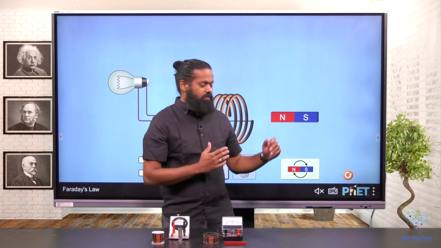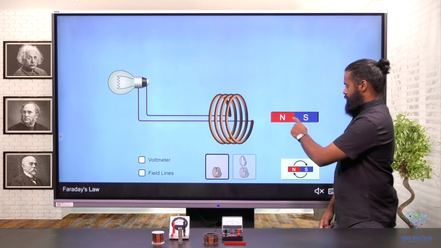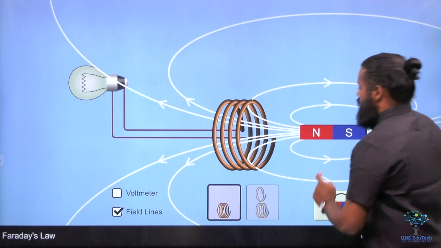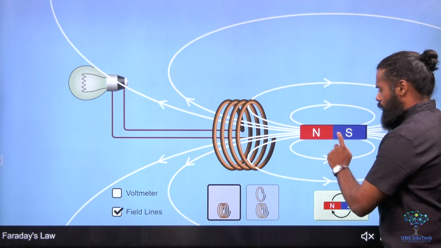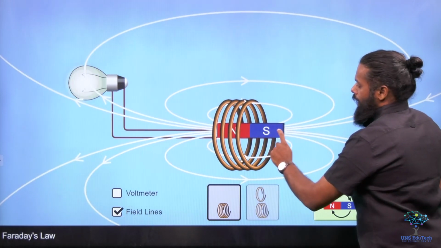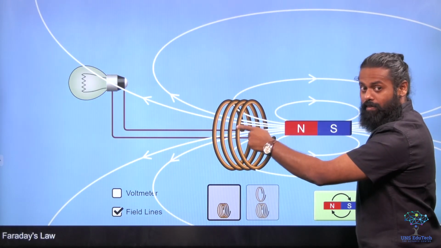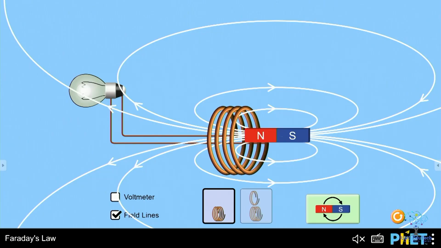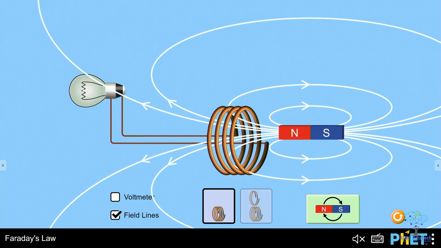Now, let us visit a schematic animation of this phenomenon. Here you can see there is a magnet, north pole and south pole, and I can show you the magnetic field lines. Here this coil is connected to a bulb. Now, same as what we did in the experiment, if I move this, you can see an EMF is generated and the bulb is glowing, a current is flowing in the circuit. If I move very slowly, the brightness of the bulb is very low, and if I move very fast, you get very good brightness.